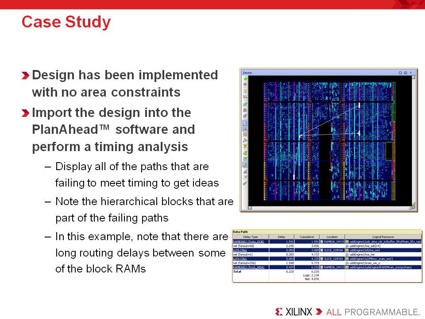Note the hierarchical blocks that are part of the failing paths. In this example, the block RAM with the critical paths are spread out over more of the chip than they need to be. Floor planning can be used to generate a tighter placement. The timing problem occurs in the paths between block RAM. So these paths are now good candidates for floor planning.